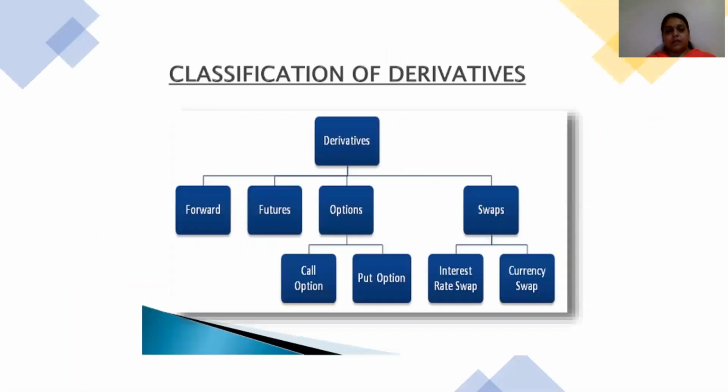Now, first of all, we see what the classifications of derivatives are. Derivatives are classified into 4 categories. First is forward, second future, third is option, and fourth one is swap. These are the major classifications of derivatives. In forward and future, there is no sub classification, but in option there are 2 classifications: call option and put option. In swap, again 2: interest rate swap and currency swap.